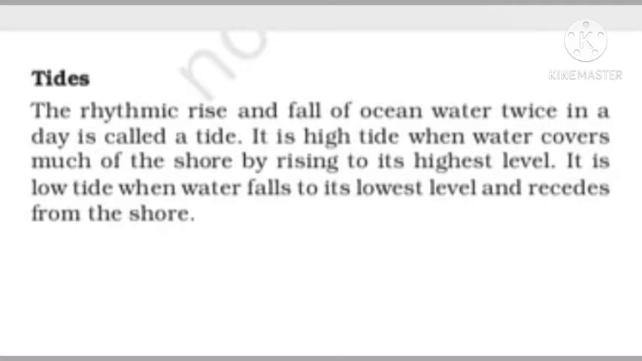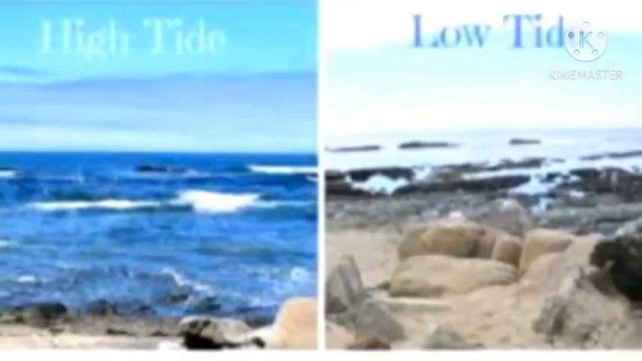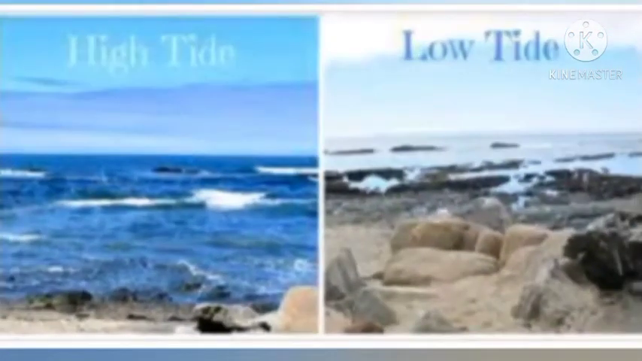A strong gravitational pull is exerted by the sun and the moon on the earth. This results in regular rise and fall of water in the oceans. The rise in water level is called high tide and the fall in water level is called low tide. Children, tides are of two types, high tide and low tide.